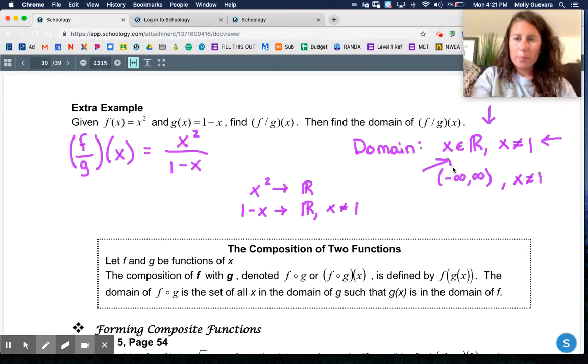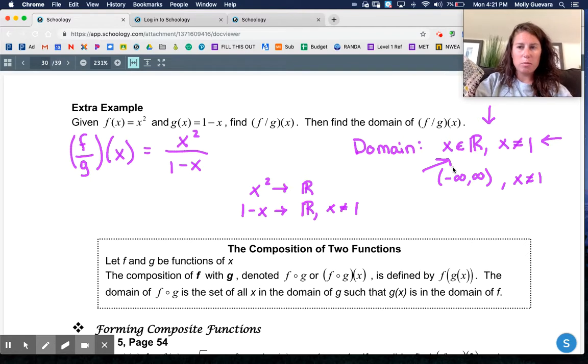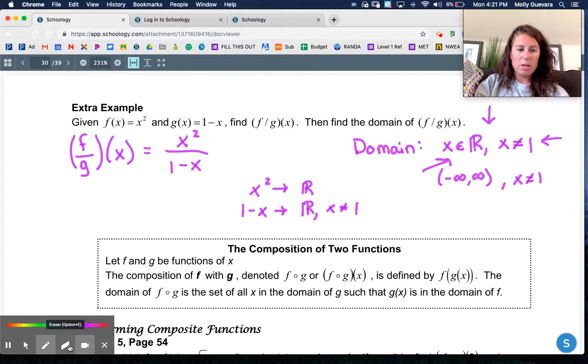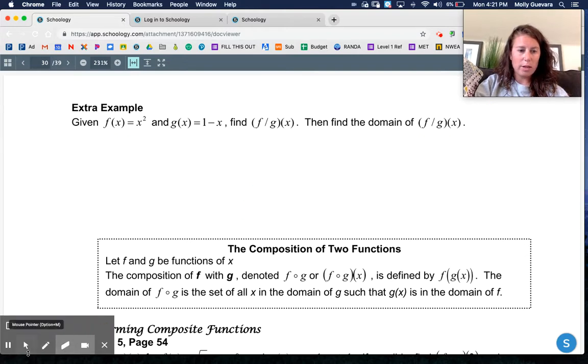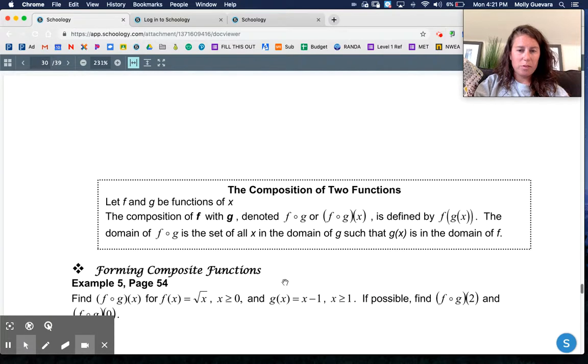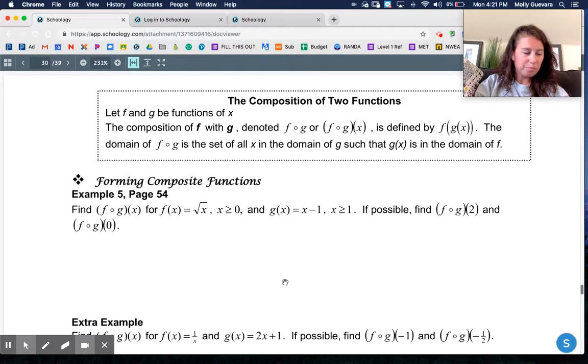Okay, so hopefully we're feeling good about adding, subtracting, multiplying, dividing functions. If we are not, please make sure that you reach out to me and/or your teacher and let me know and get some help, okay? So we're going to move on to composition.